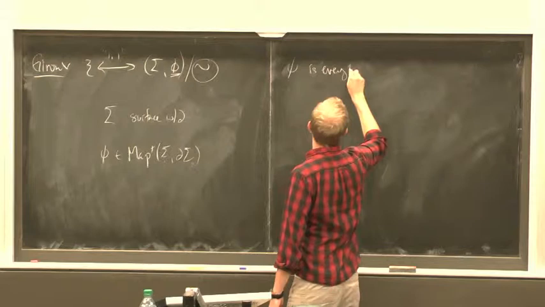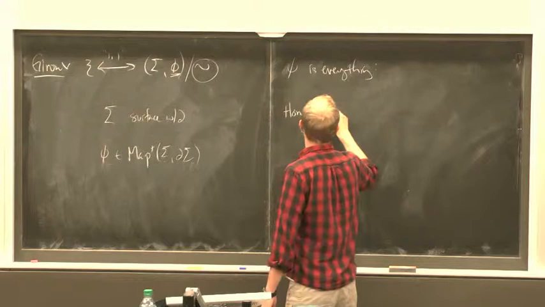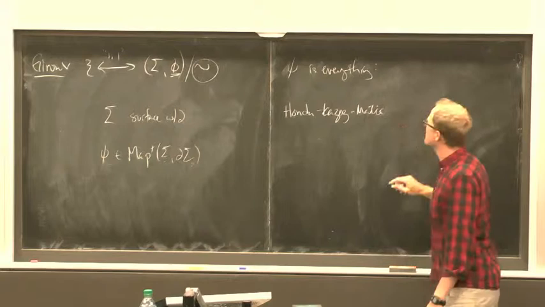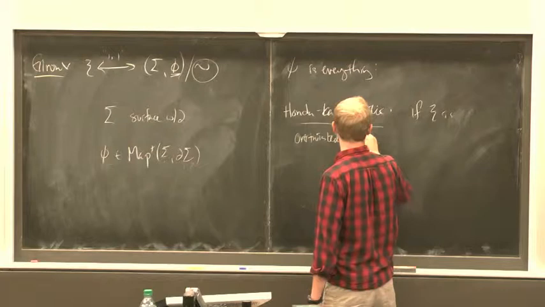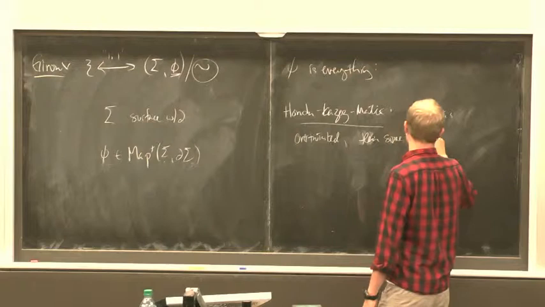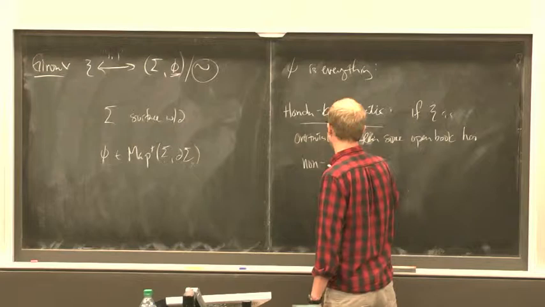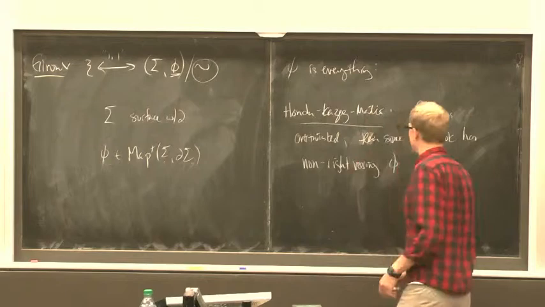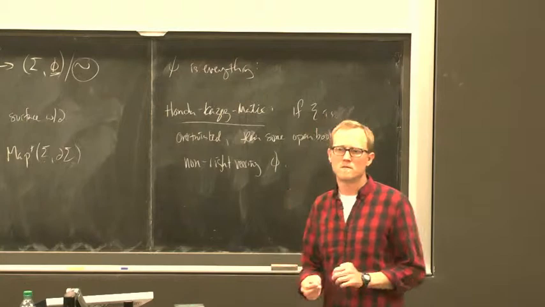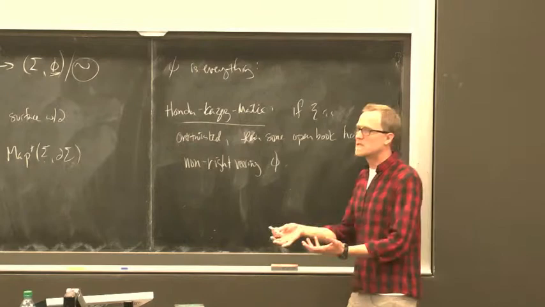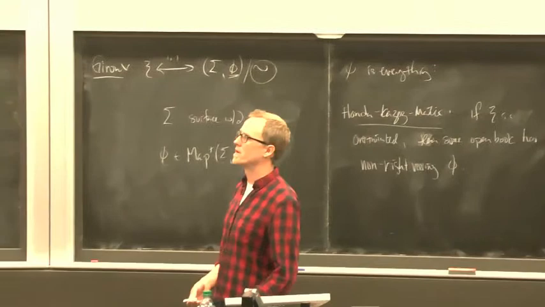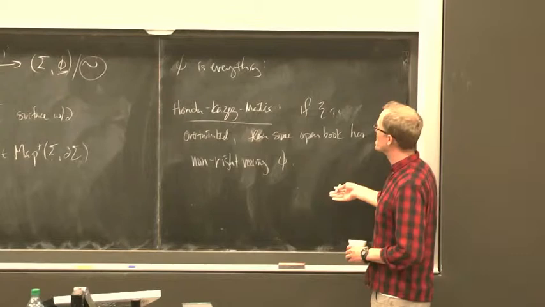First off, Honda-Kazez-Matić, and I guess we have two of them there, right? So if xi is overtwisted, then some open book has a non-right-veering monodromy. This is one of the first times we get a relationship between the monodromy of the open book and some properties that we're interested in. So unfortunately, it doesn't tell you that if I take a specific open book, that it's going to be not right-veering. But it does tell you that if you can find one which is not right-veering, then your contact structure is overtwisted. It also tells you that if you know for whatever reason that your contact structure is tight, then you have to have a right-veering one.